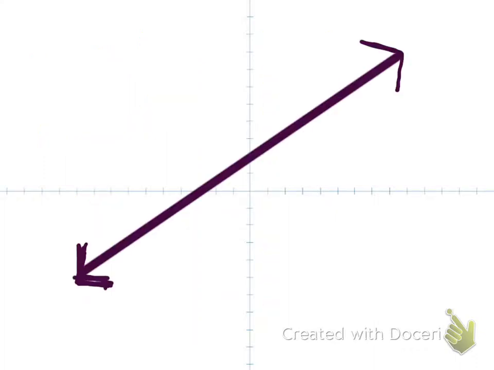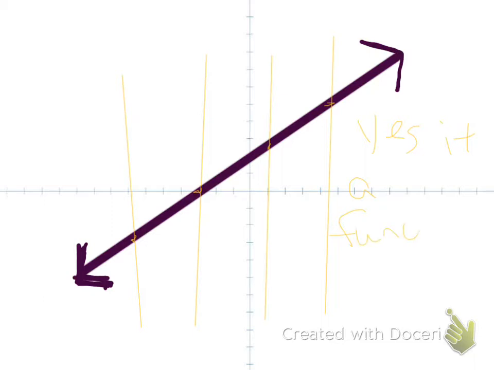Let's take a look at this. Same thing, vertical line test. We're going to draw vertical lines and make sure they only go through one point. This one went through a point here, through one point, through one point. So every vertical line went through the line one time. So yes, it is a function, because of the vertical line test, VLT.